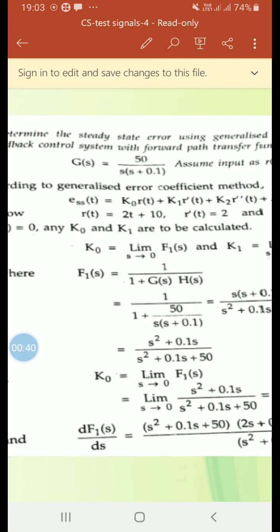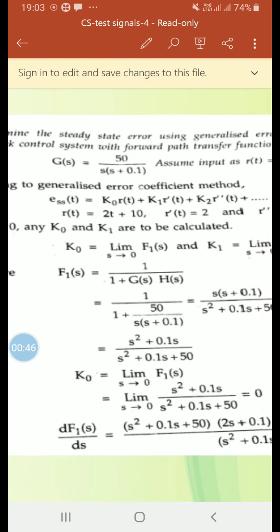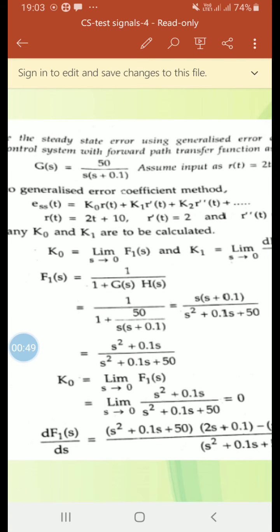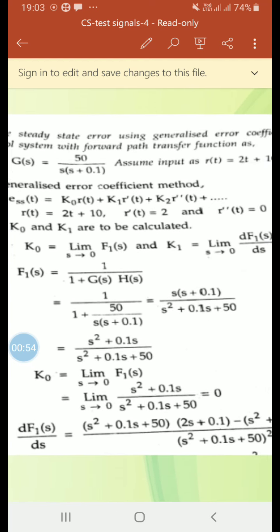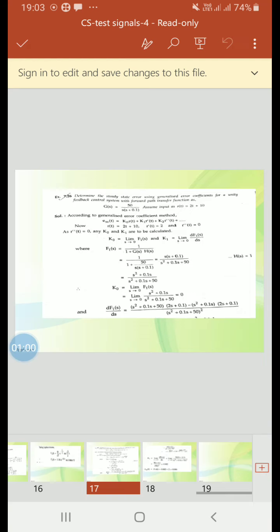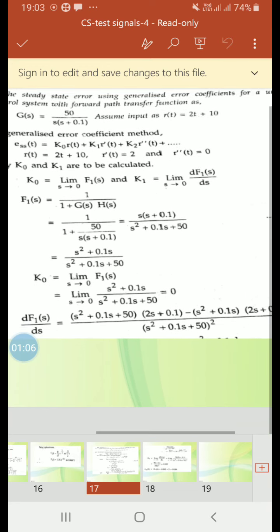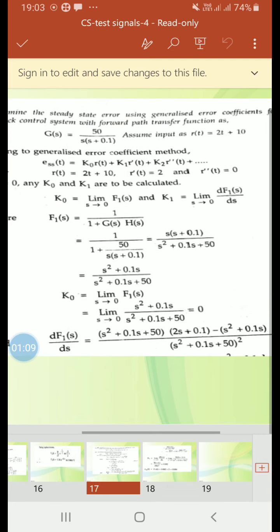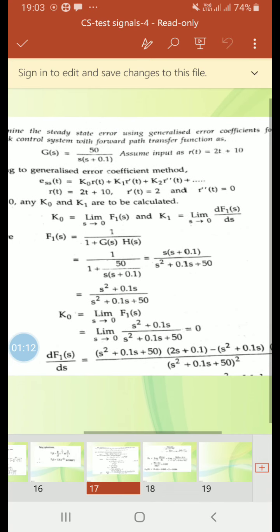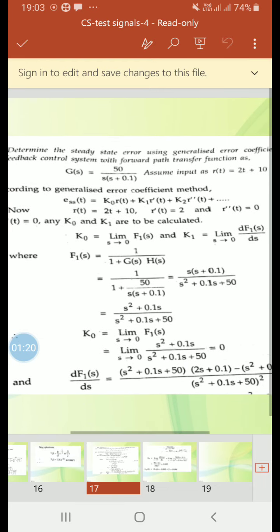According to the generalized error coefficient method, e_ss(t) = k0 r(t) + k1 r'(t) + k2 r''(t), and so on. Given r(t) = 2t + 10, what is r'(t)? r'(t) is the differentiation of r(t) with respect to t. So d/dt of (2t + 10) will give 2. So r'(t) has been obtained as 2.